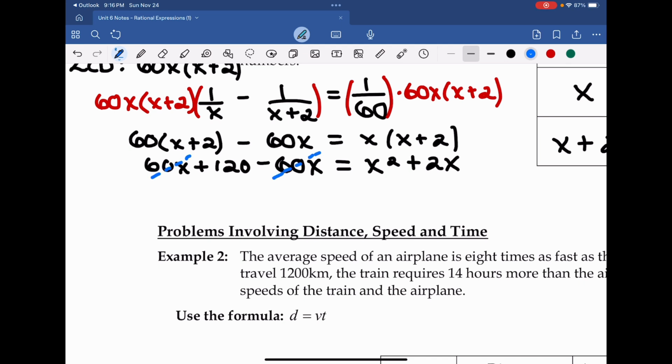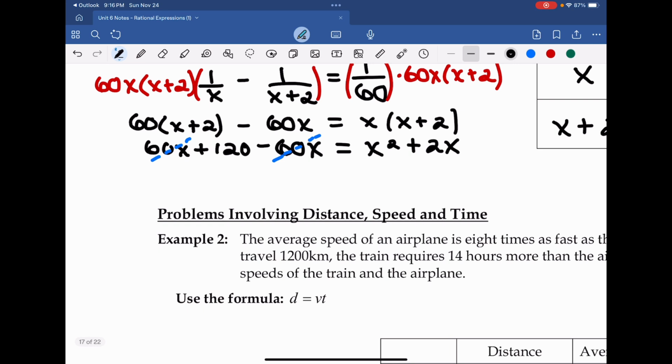I realize that the 60x's are going to cancel because I have a positive and negative version of them. And then the other step I'm going to do is move the 120 over to the right-hand side to make a quadratic equation. This is going to make 0 equal to x squared plus 2x minus 120.